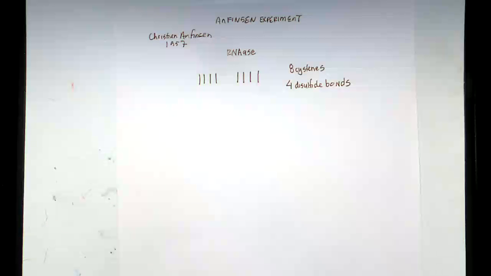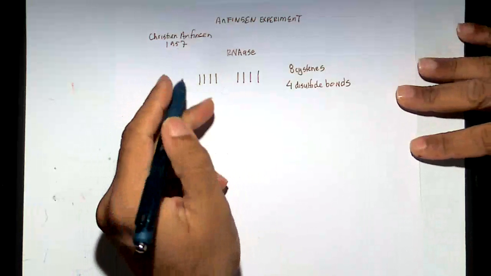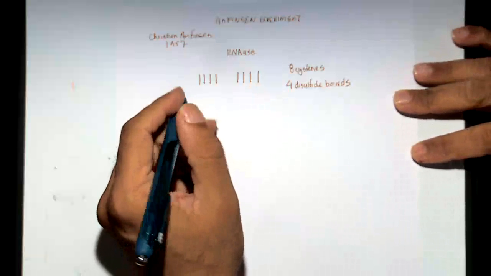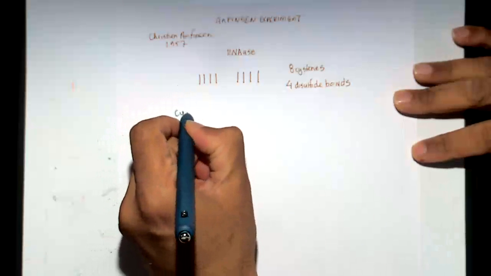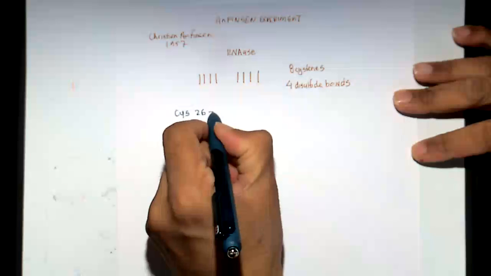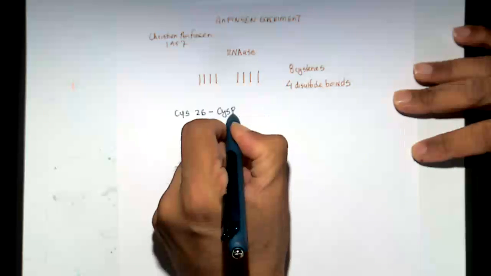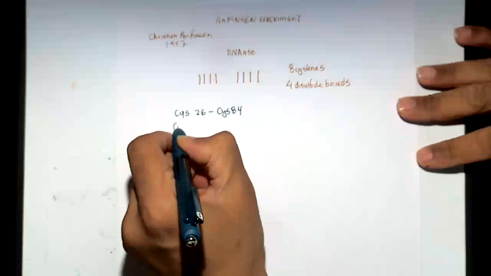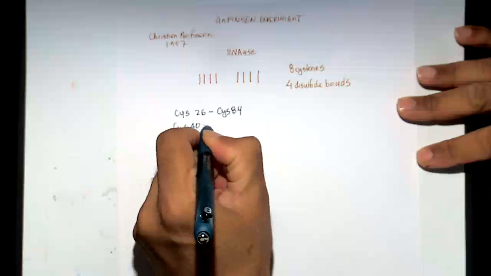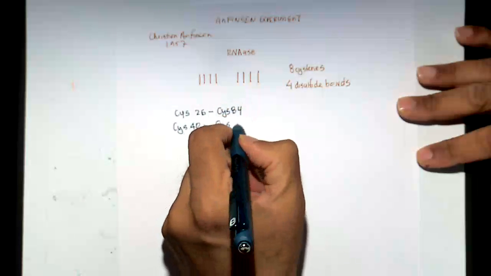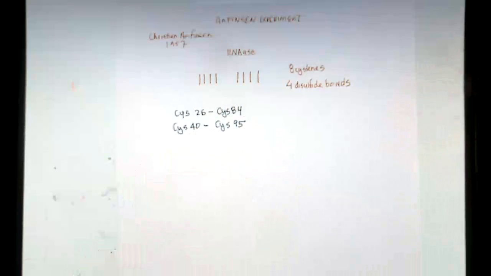I went ahead and did a little bit more research after class on Tuesday, and I found the disulfide bonding partners. This is not something you need to know, but just for your information, we have cysteine 26 going to cysteine 84, in the correct three-dimensional fold. We have cysteine 40 in the primary amino acid sequence, disulfide bonding with cysteine 95.